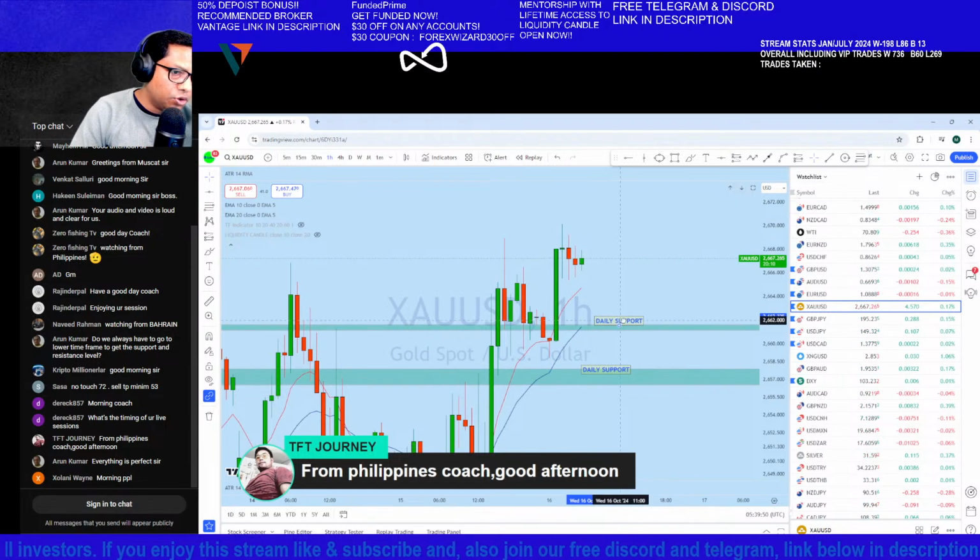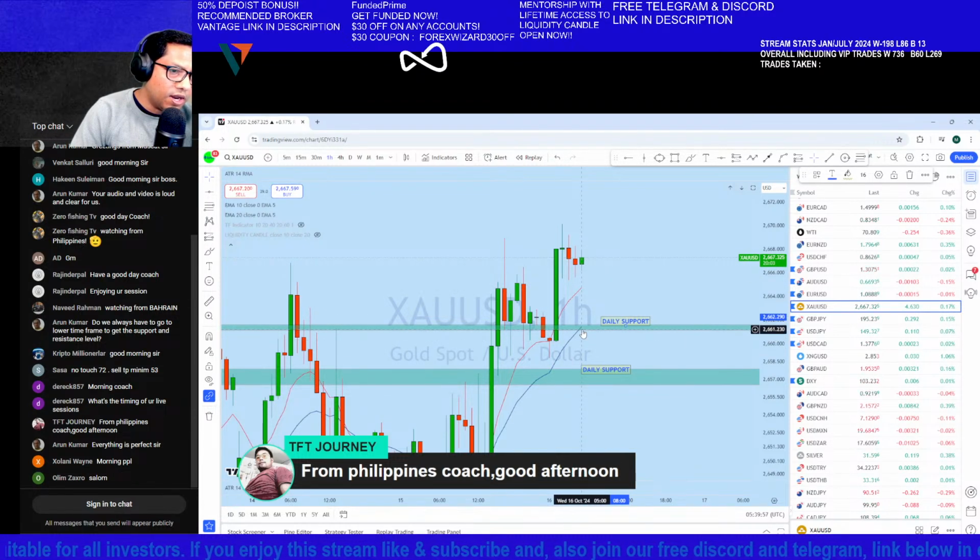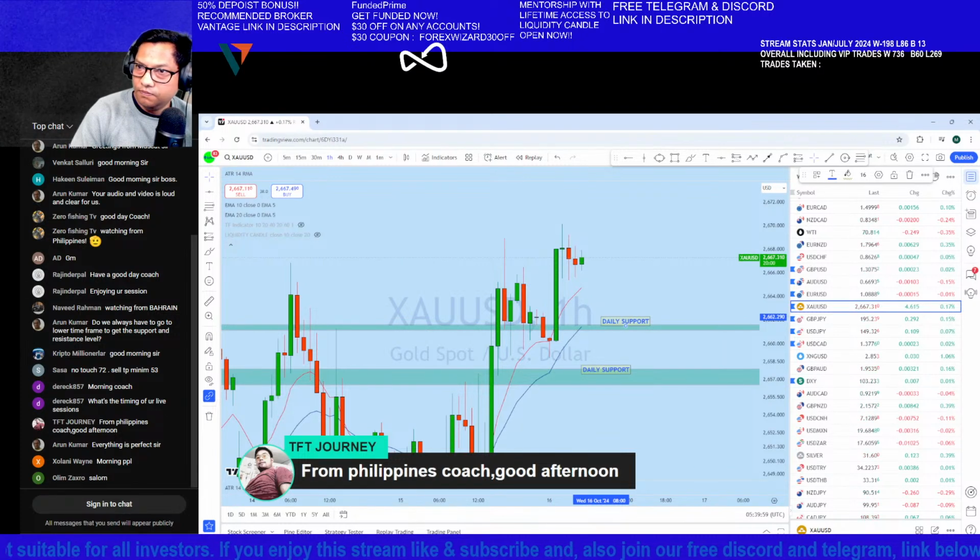So this is the daily support that you will be looking at to see if the market is coming back down below this level or retesting, where there is also the 1 hour 20 EMA, which is an important level.